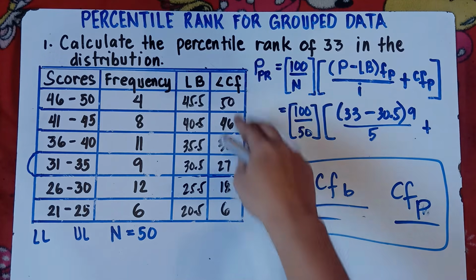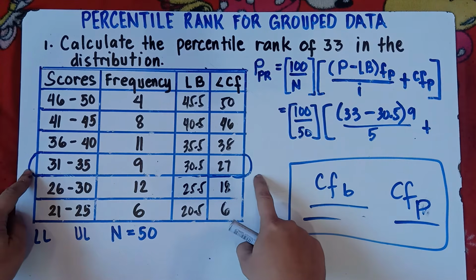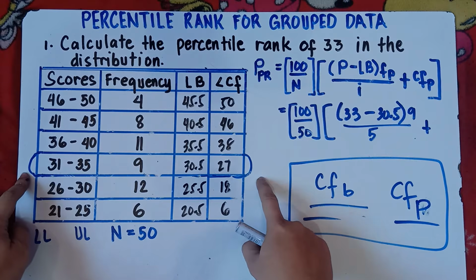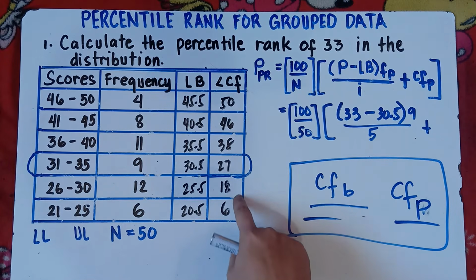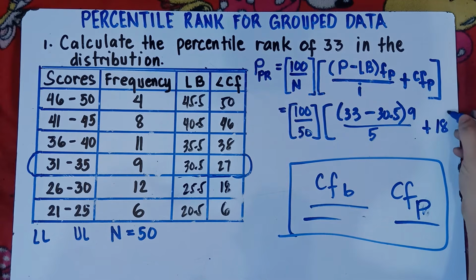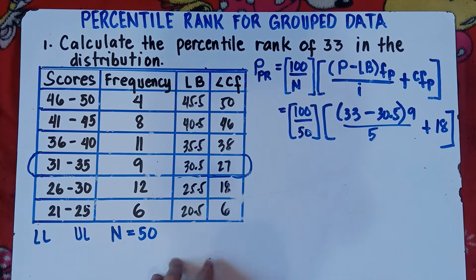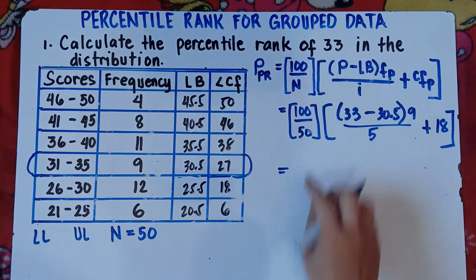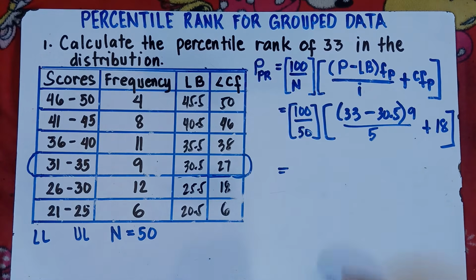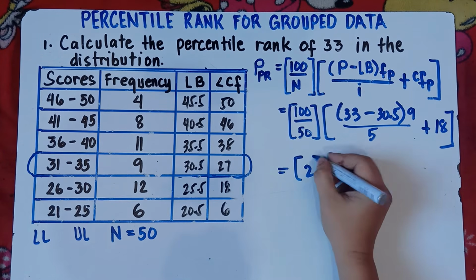Okay, cumulative frequency, this is our percentile class, percentile rank class. Therefore, our answer, class, should be 18. Before, previous class, that is 18. Then close bracket. That's it, class. All set. Once you're done with that, use your calculator. Very easy, class. So this will be 100 divided by 50. Of course, that's 2.